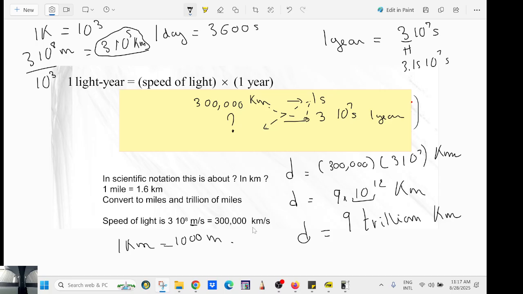Okay, so kilo, you remember, it's like a sticker. When you have a kilo, you can substitute it by 10 to the 3. So 1, 2, 3, 4, 5, 6, 7, 8. Everyone is with me? Okay, so let's convert that to miles. So let's do the conversion to miles. 9 trillion or 9 times 10 to the 12 kilometers, convert that to miles.